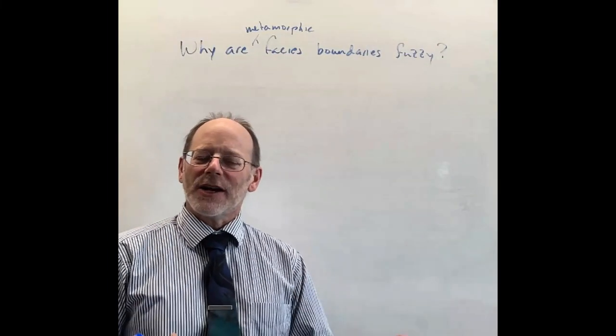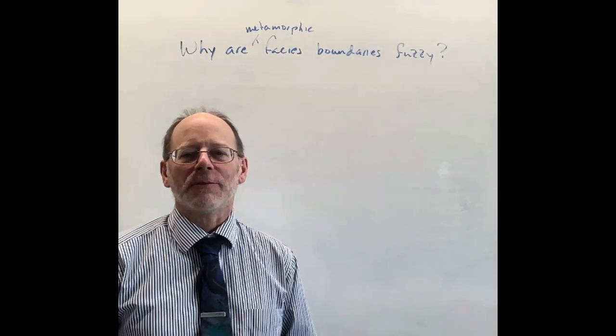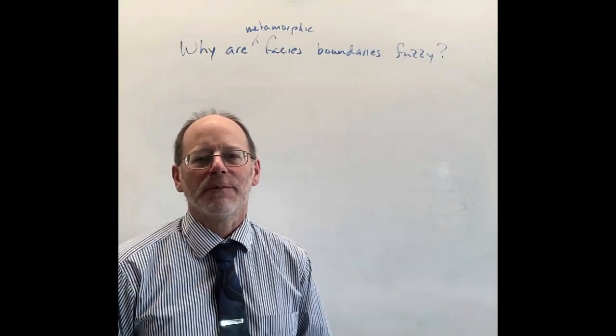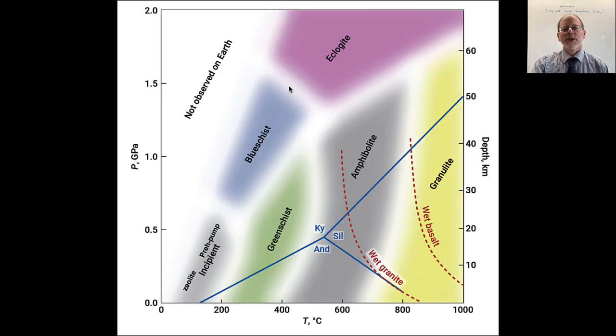Hi, so I want to talk briefly about why the metamorphic facies boundaries might be fuzzy. Here's our metamorphic facies diagram, and we can see that these boundaries between eclogite, blueschist, greenschist, amphibolite, and so on, they're not thin lines, right? There are no sharp boundaries that separate the greenschist facies from the amphibolite facies.